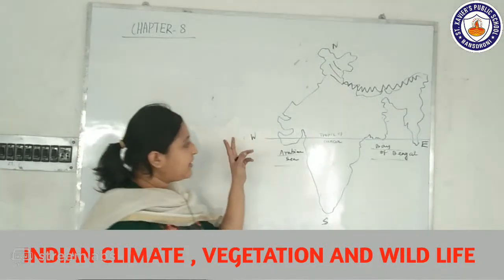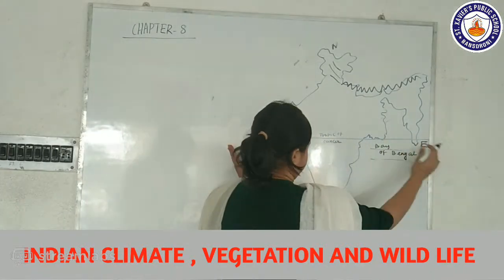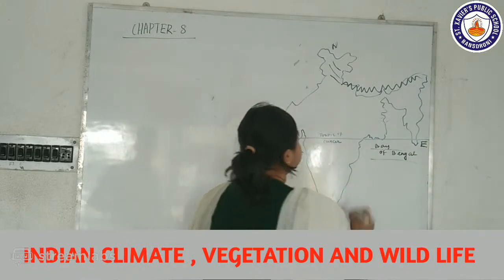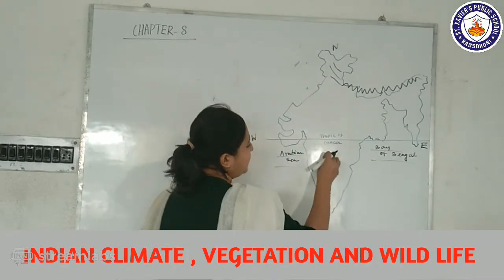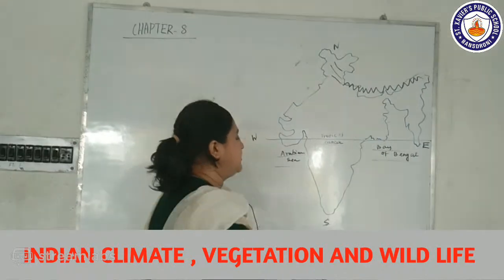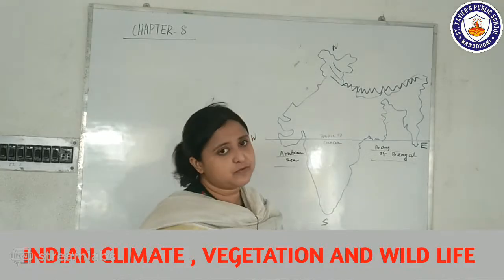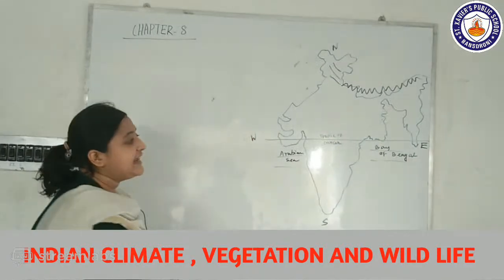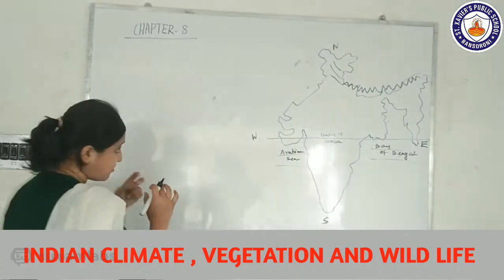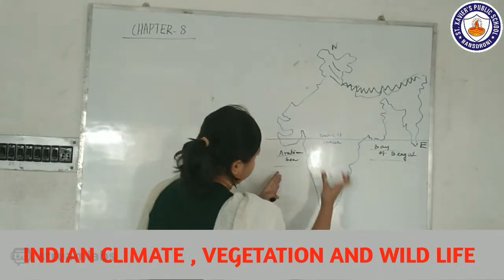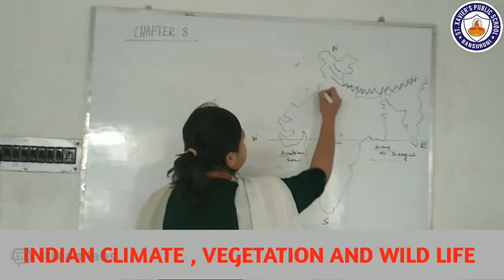We all know that the Tropic of Cancer crosses the middle part of our nation. Because of the influence of the sea, the climate is highly dominated by this portion. This whole process is known as the monsoon process, right? We all know that the Indian climate is a monsoon type of climate, and this is the southern part of the climatic diversity. And what about the arid portion?